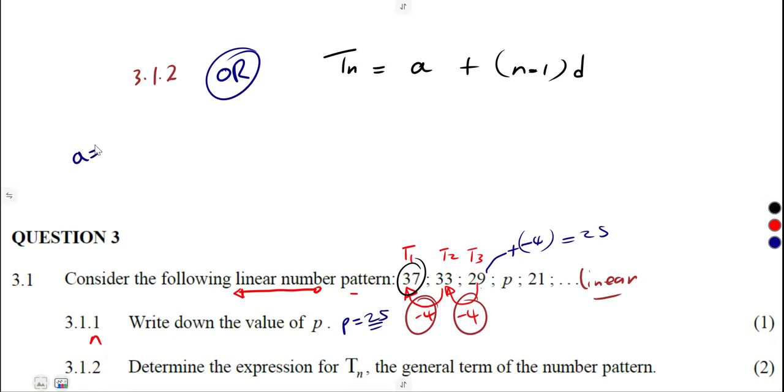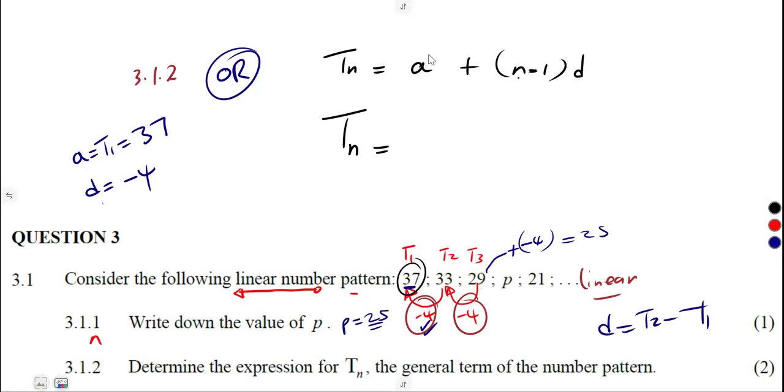represents the first term, our T1. In this case, our T1 is 37. And d is our constant difference, which we calculated before from T2 minus T1, which we got as negative 4. And n is the number of terms. So already this must be in terms of n, so there is no substitute for n there. We substitute a and d, of which we've got the first term and the constant difference.